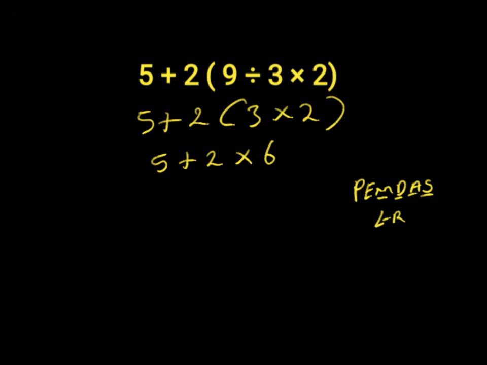Here we have an addition and a multiplication. We work with our multiplication first because it comes before addition. 2 times 6 will give us 12. Then we have 5 plus 12. 5 plus 12 will give us 17. 17 is the right answer to this expression.